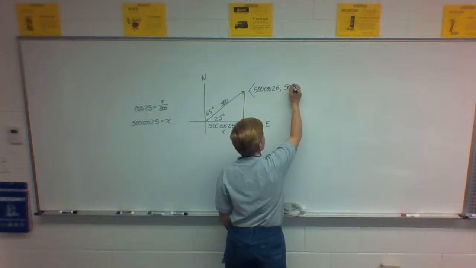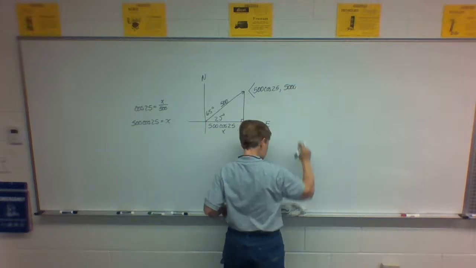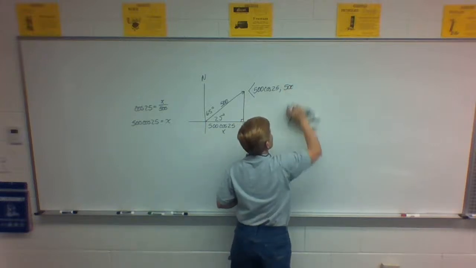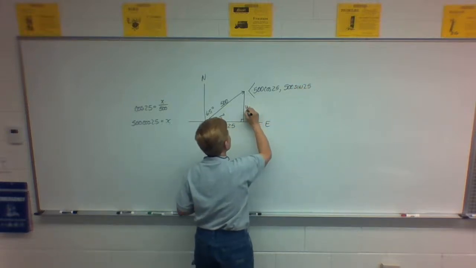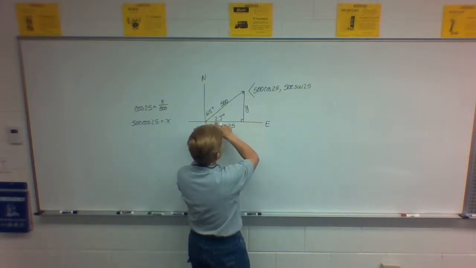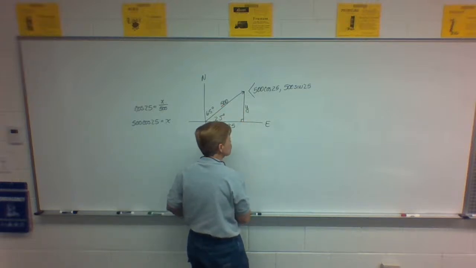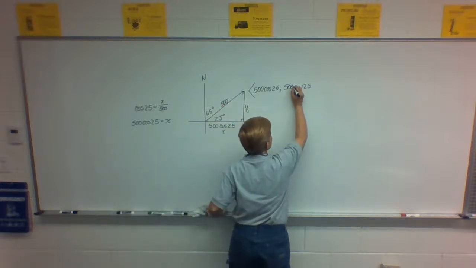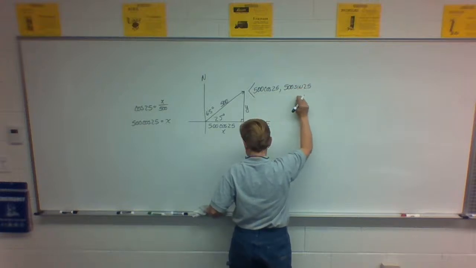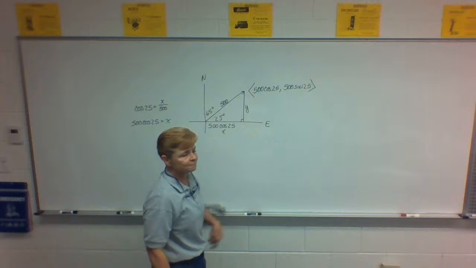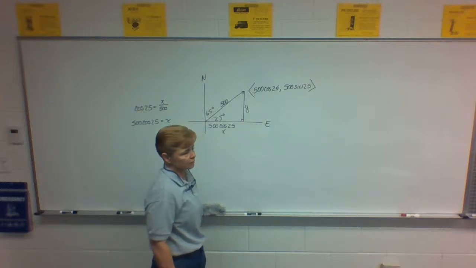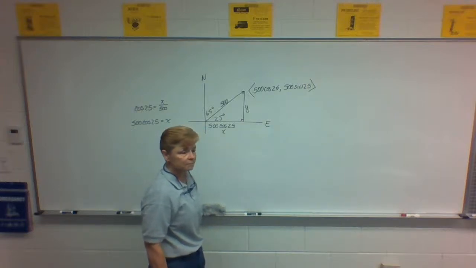500 sine. Good. 500 sine of the same angle 25, because this would be y, and the sine of 25 is y over 500. Cross multiply, you get 500 sine 25. Besides that, we have learned that points in this grid written in trig form is always cosine, sine. R cosine, R sine, basically. You okay with that? Everybody good?